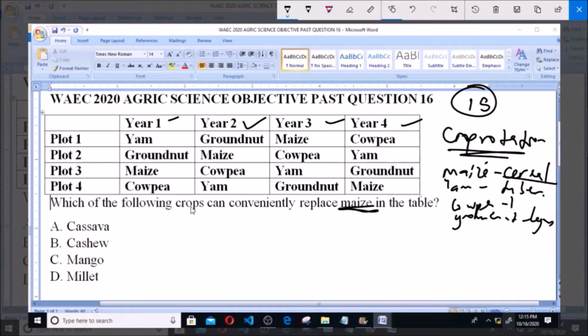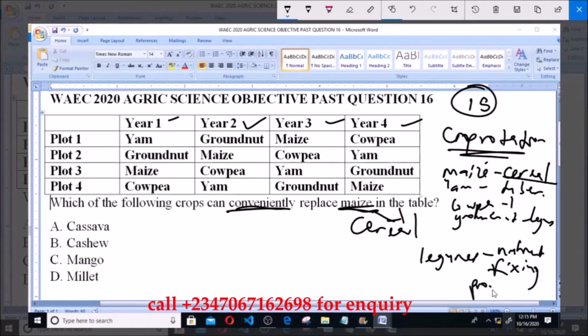So for us to pick out the one that can conveniently replace maize in the table, we'll look for the one that is a cereal that belongs to the same class as maize. Now the reason for this is because some of the crops, for example legumes, are known to have nutrient fixing property in the soil, so it has to be adequately rotated such that the soil in each land does not get depleted. So now cassava is not a cereal, okay? Cassava is not a cereal, so it is not the answer to the question.